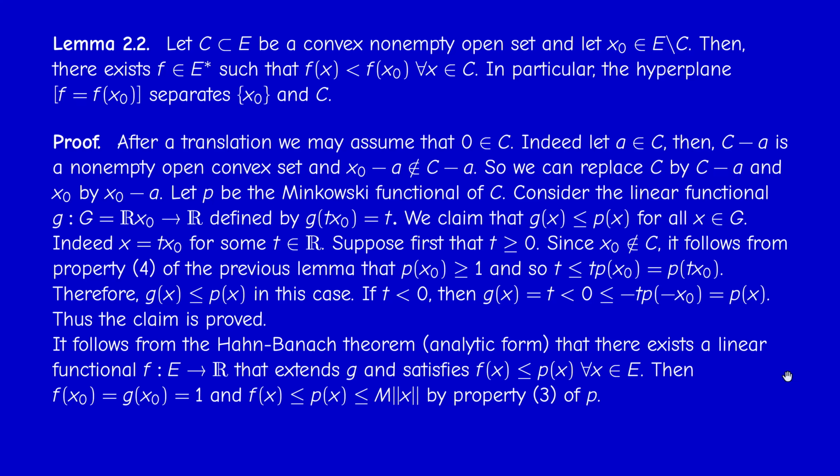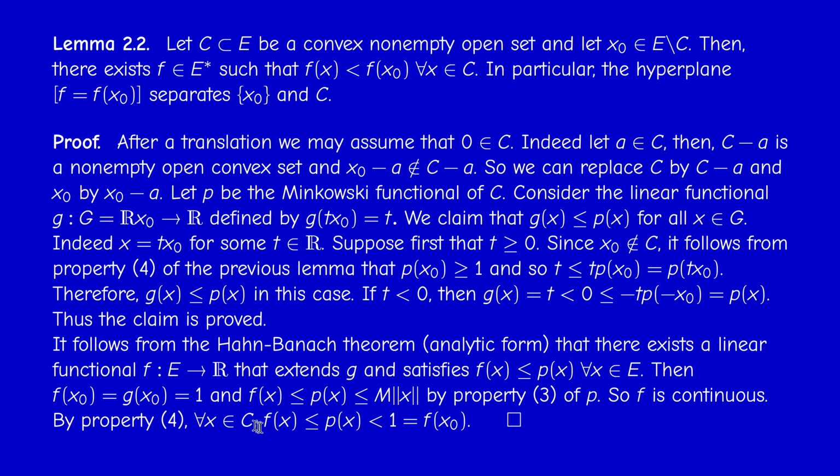Now, in particular, if we take x equal to x0, then g of x0 is by definition 1. Since f extends g, f of x0 coincides with g of x0. So f of x0 equals 1. And we proved in the previous lemma that p of x is less than a constant times the norm of x. So this proves that f is bounded, or continuous if you like.